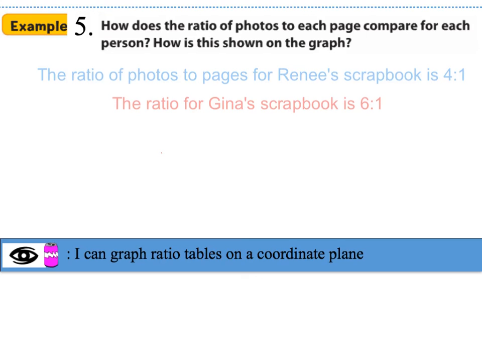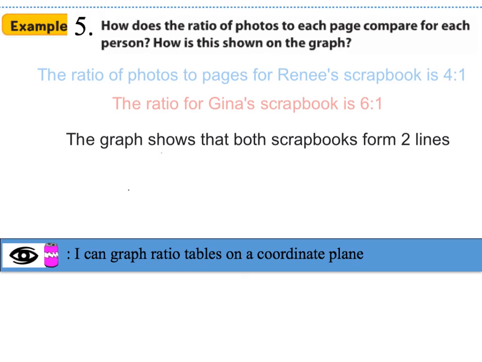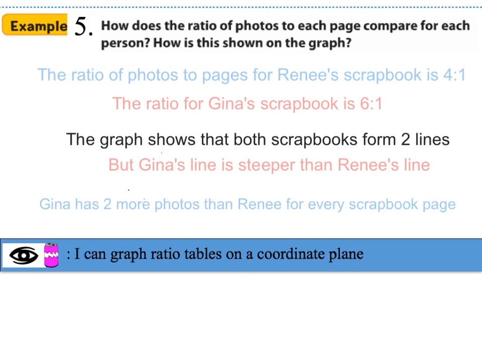The coordinate plane graph shows that both scrapbooks form 2 straight lines, but Gina's line is much steeper than Renee's line. And the reason why Gina's line is steeper is because Gina has 2 more photos than Renee for every scrapbook page.